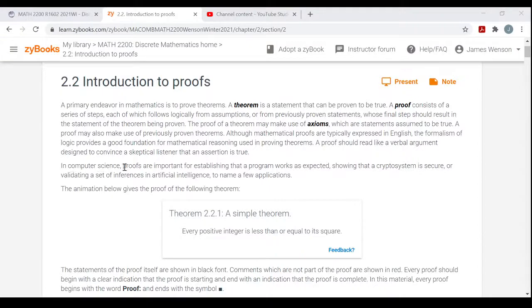In computer science, proofs are important for establishing that a program works as expected, showing that a crypto system is secure, or validating a set of inferences in artificial intelligence, to name a few.